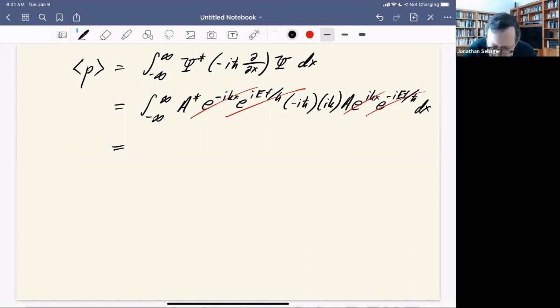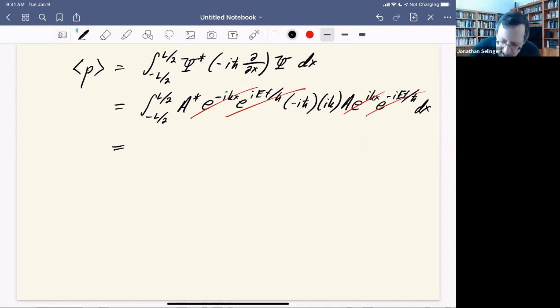Excuse me, I made a mistake in what I wrote, of course. This integral is not from minus infinity to infinity. It is from minus L over 2 to L over 2. That's the whole point of the thing I'm showing you, that we're doing the calculation in this finite domain.